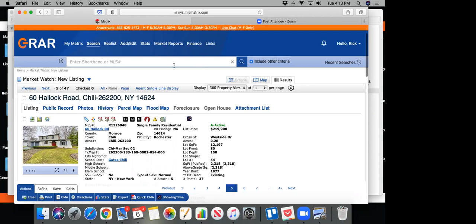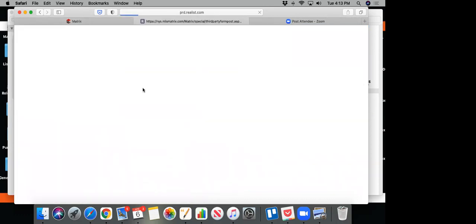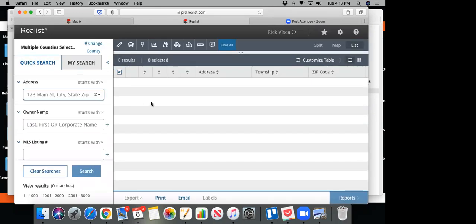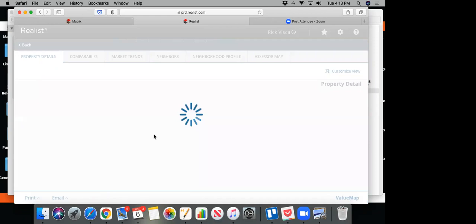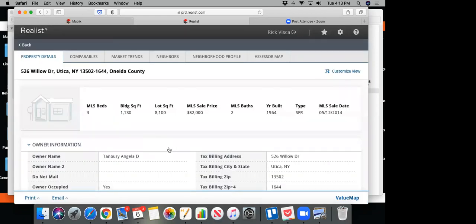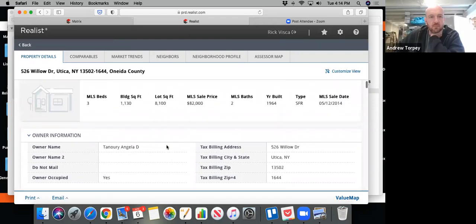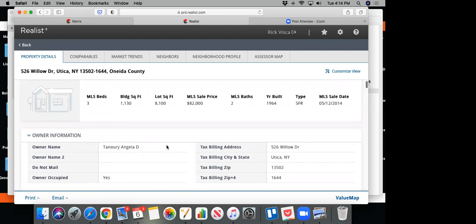Yeah. So this is what you're going to do. See this real list up here? This is your tax record. So what you want to do is, first and foremost, let's say, let me just put a house in here. Okay, so this right here will give you the basic information on the property.